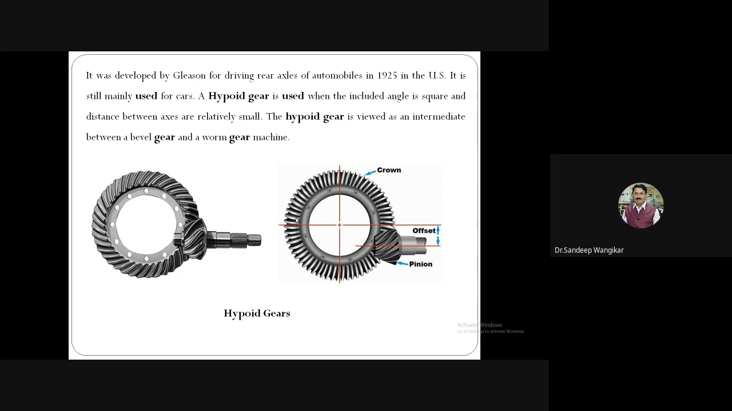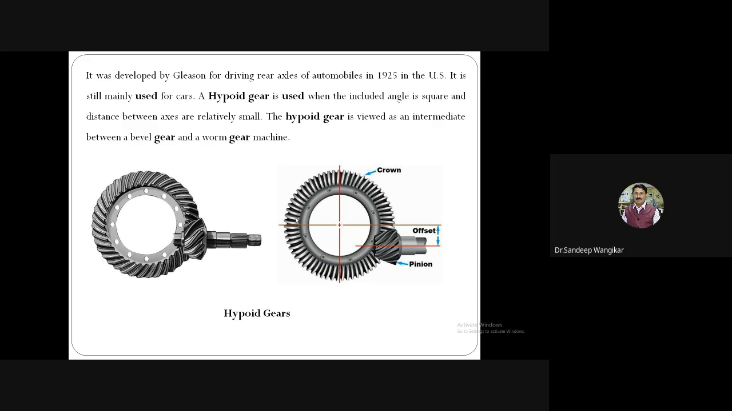Hypoid gear. You can observe here non-parallel, non-intersecting axes. The last case was also non-parallel, but in bevel gears, intersecting shafts are there. Here the axes are non-intersecting, so an offset is there.